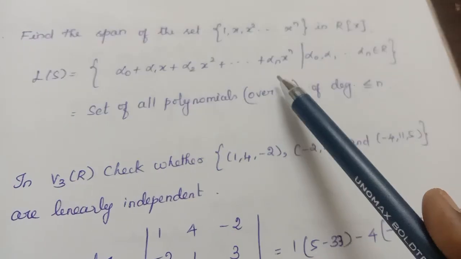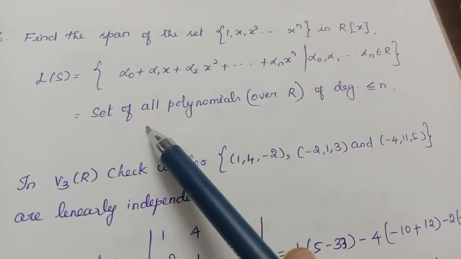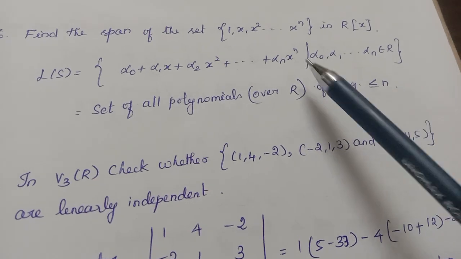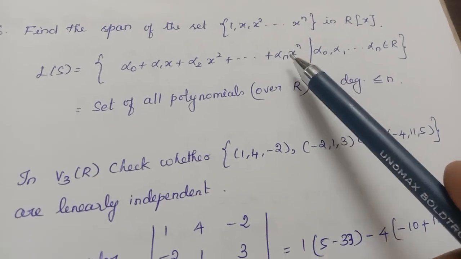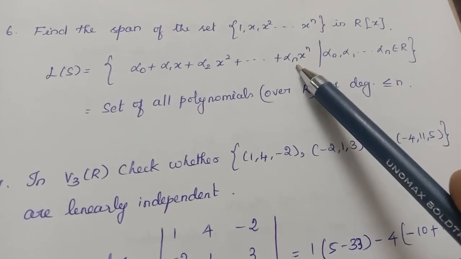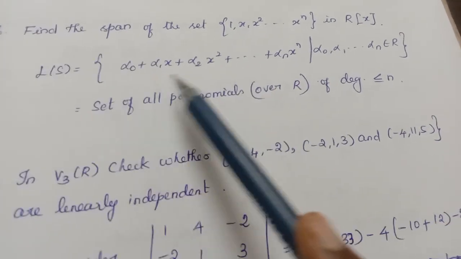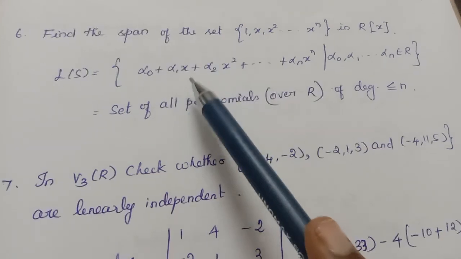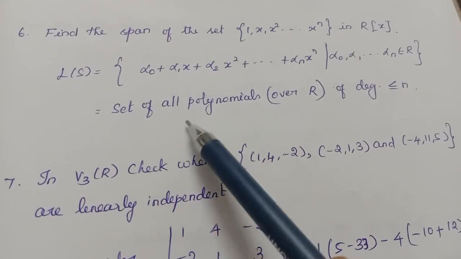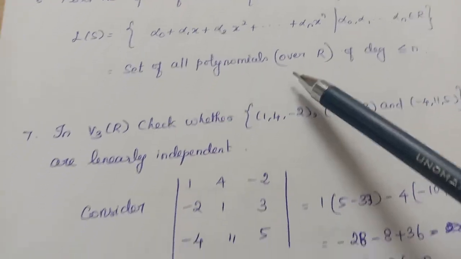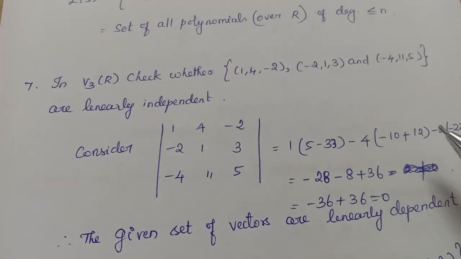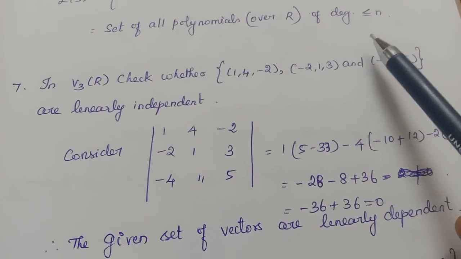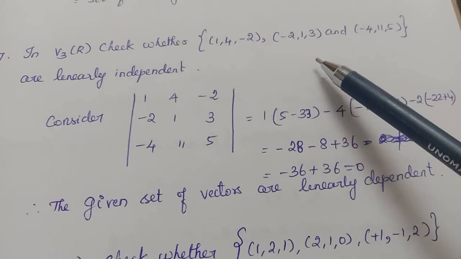So for different values of alpha, they will give different polynomials of degree less than or equal to n. Suppose this alpha n equal to 0, it gives a polynomial of degree n minus 1. So by varying the values of alphas, we will get different polynomials. So this set will generate the set of all polynomials over R of degree less than or equal to n. Okay, so up to this I conclude the span of a set problem. Next I am coming to linearly independent set.